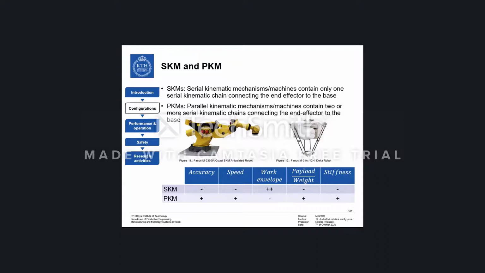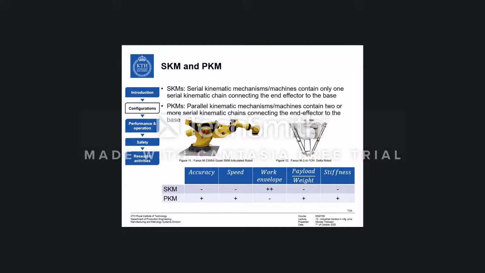And if we just consider the SKMs and PKMs according to standard industrial performance metrics such as accuracy, speed, work envelope, payload to weight ratio, and stiffness, we can actually see that the PKMs would outperform the SKMs in all of these.